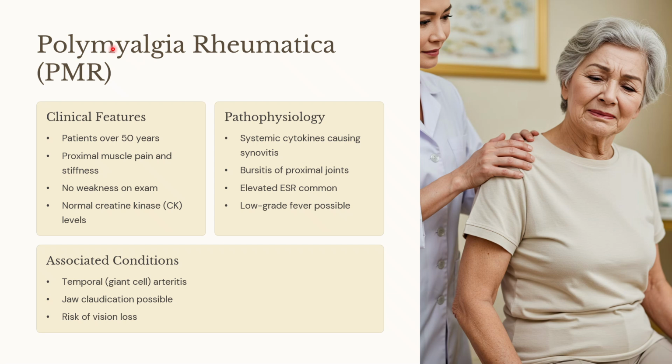The second condition is polymyalgia rheumatica. What do you know about polymyalgia rheumatica? In patients over 50 years, they have proximal muscle pain and stiffness. Why? What is the pathology behind it? This is because systemic cytokines are released which will impair the bursa or synovium, resulting in bursitis or synovitis. Therefore, it will result in proximal muscle pain and stiffness.